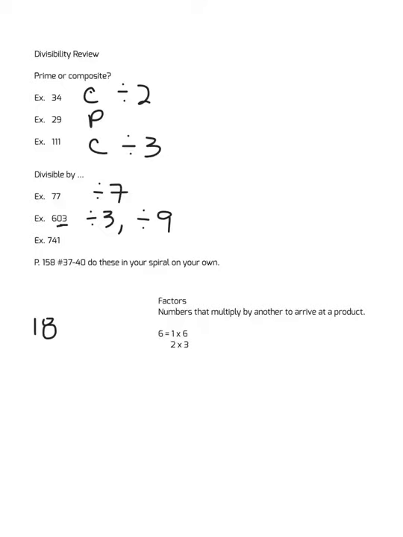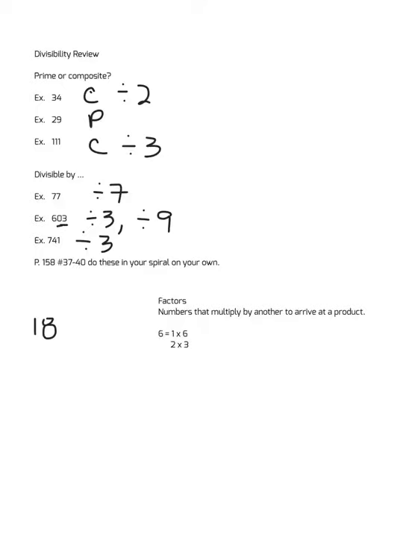And 10, no. The last one, 741. It is not divisible by 2. Go ahead and do the sum of the digits. 7 plus 4 is 11, plus 1 is 12, which means it is divisible by 3. And then it is not 4, it is not 5, it's not even, so it cannot be 6. And it is not 9 or 10.